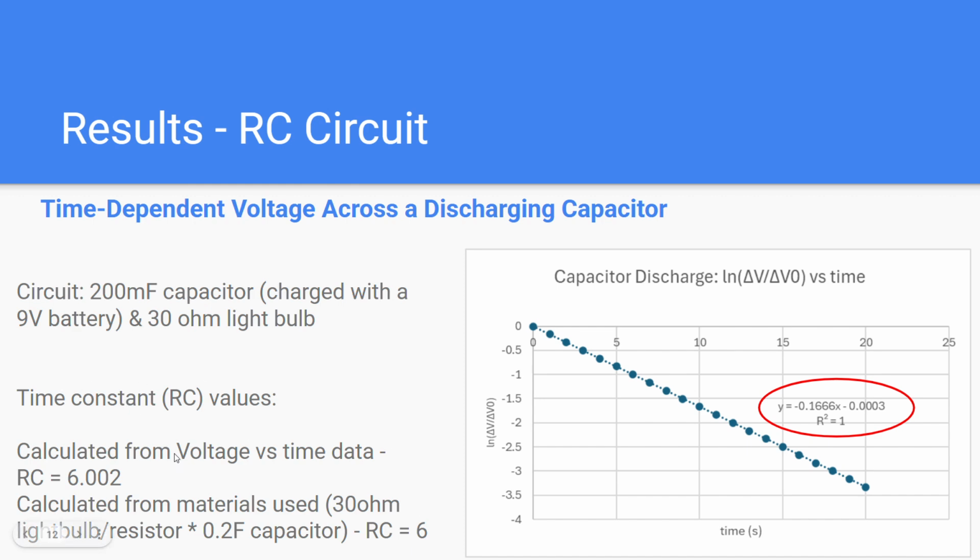And so from this slope calculation, we were able to calculate the time constant to be 6.002. And then just going off of our materials that we know we used in the simulator, a 30 ohm bulb and a 0.2 Farad capacitor, the RC is calculated to be 6. So our math works out and we got the right value for our RC value.